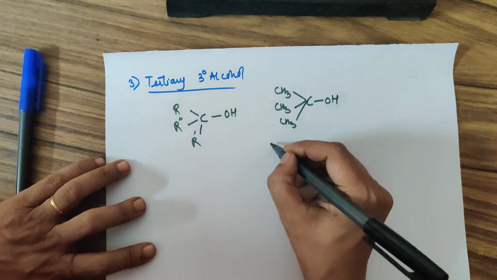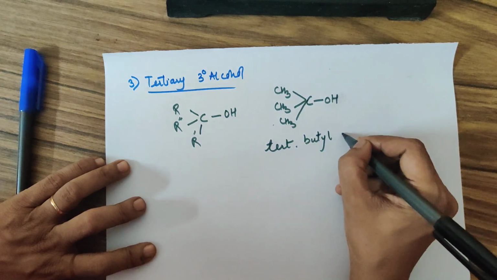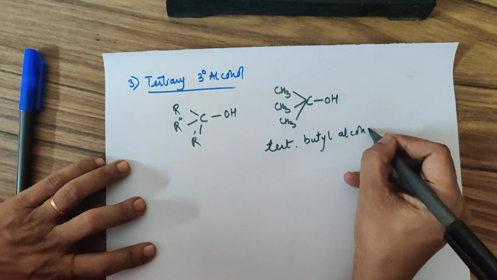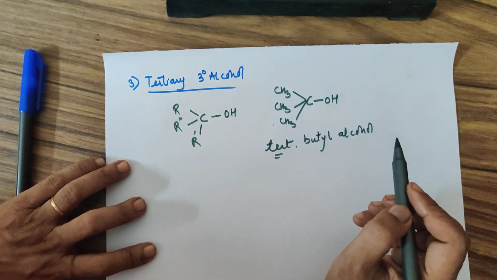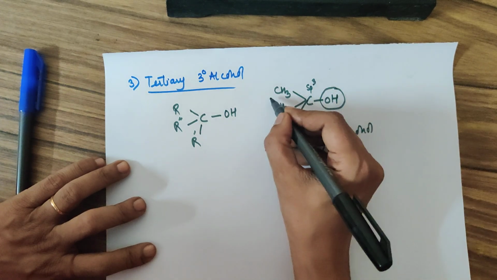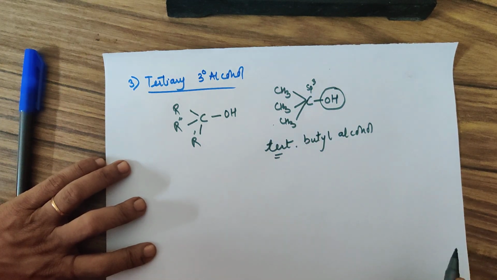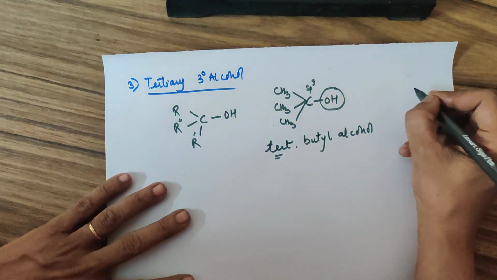This is also called tert-butyl alcohol. It means it's a tertiary butyl, 4 carbons in all. That is, your OH group is attached to an sp3 hybridized carbon which has no hydrogen. All the 3 groups are R groups. I'll take another example for your sake.